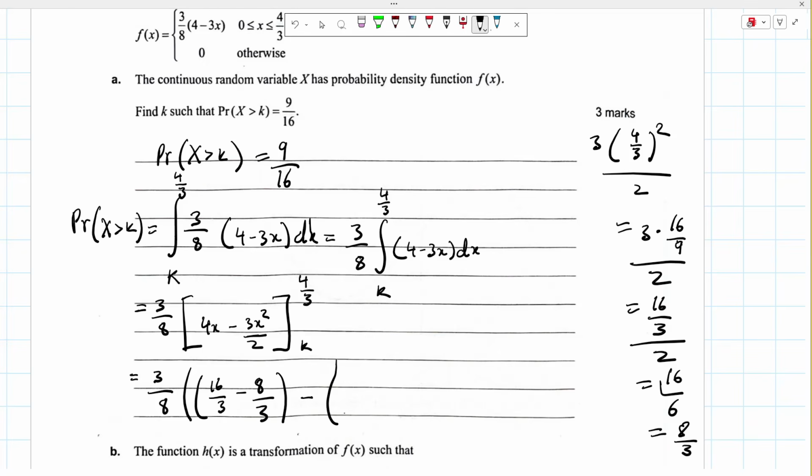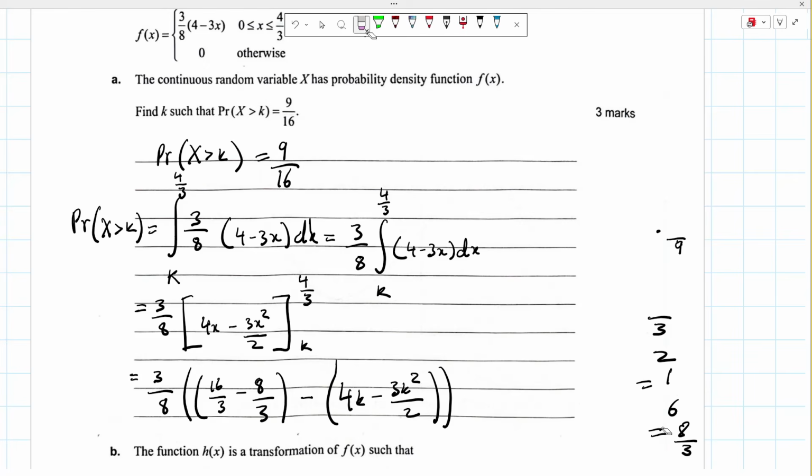And then minus, let's plug in k. So we get 4k minus 3k squared over 2. Get rid of this. We need the working space. Right? Okay. So now what can we do?